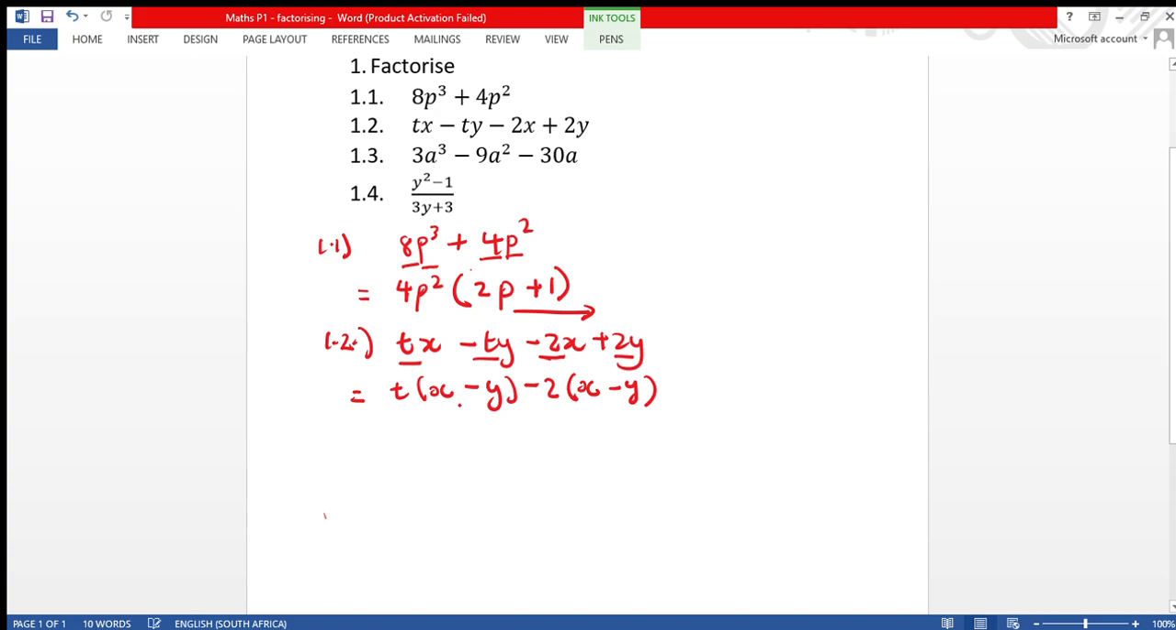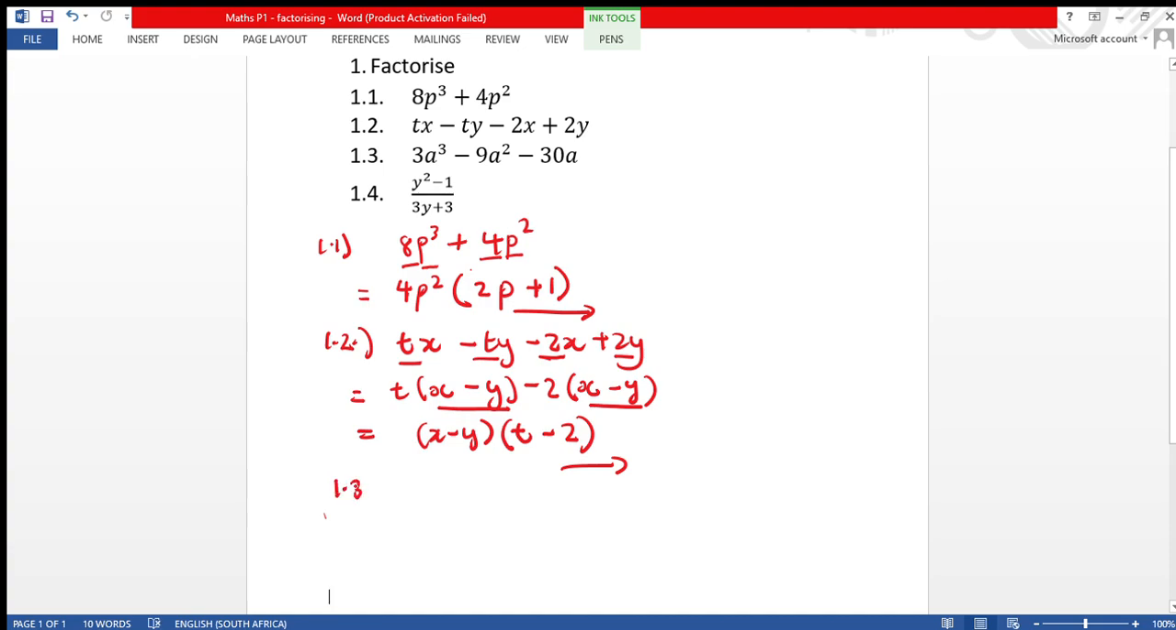You can also see that x minus y and x minus y are common, so you can further take them out as a common factor. When you do that, dividing the first term, you'll be left with t. Dividing that second term there, you'll be left with 2. So this is where we're going to end with question 1.2.